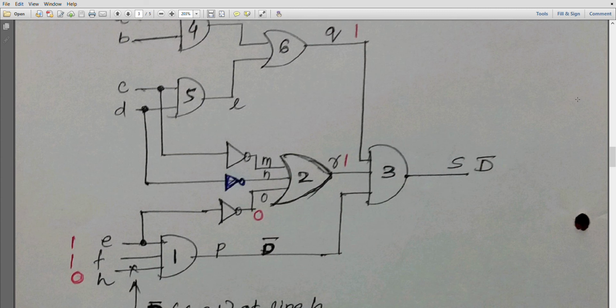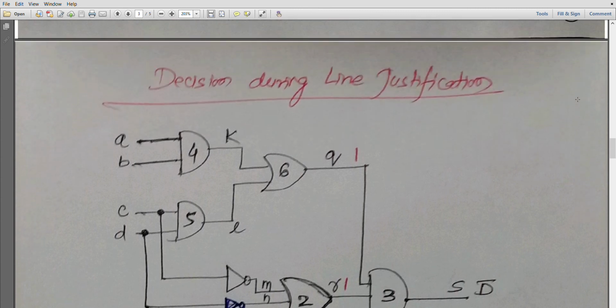Now I will go and change my decision. I will go to my previous decision point and see whether I can make K as 1. If I make K as 1, I have to make A and B as 1. Is there any problem with making A and B both equal to 1? Is there any problem in this circuit?